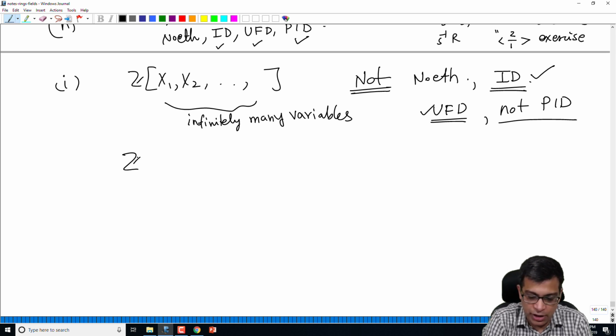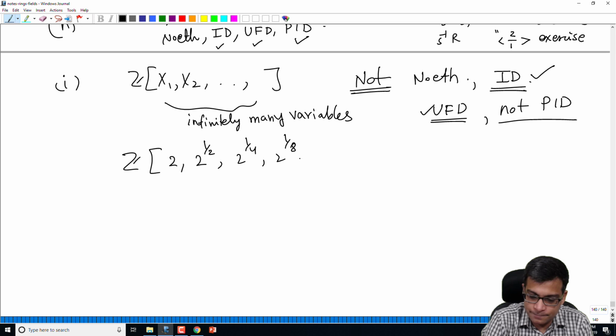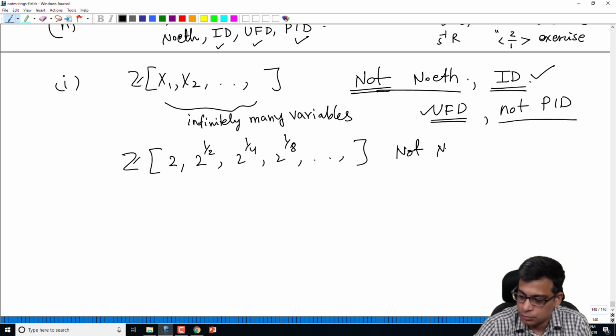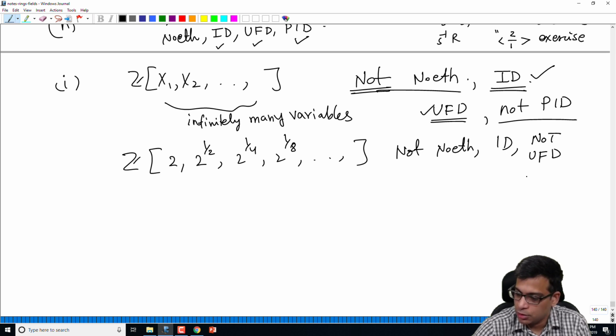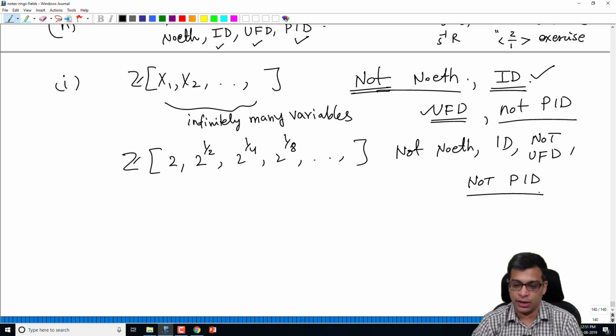It's not Noetherian. Similarly, one more example that we looked at was the ring with 2 to the power one half, 2 to the power one fourth, and so on. It's not Noetherian. It's an integral domain, but not a UFD. That was one of our examples, right? And of course not a PID. It is not a UFD because we constructed this ring to show that factorization does not even terminate in this ring. So in this case it's not even a UFD.